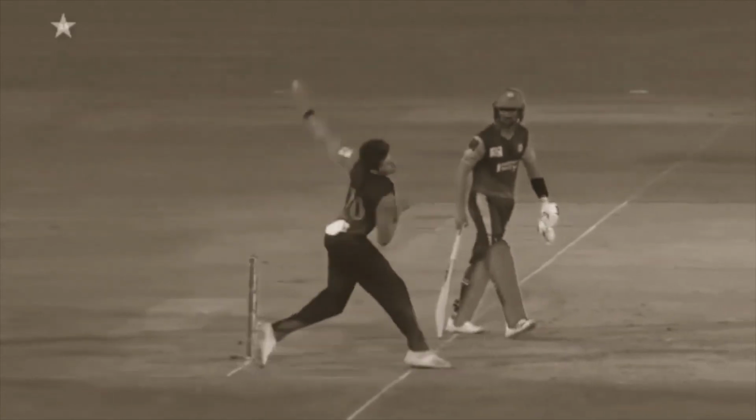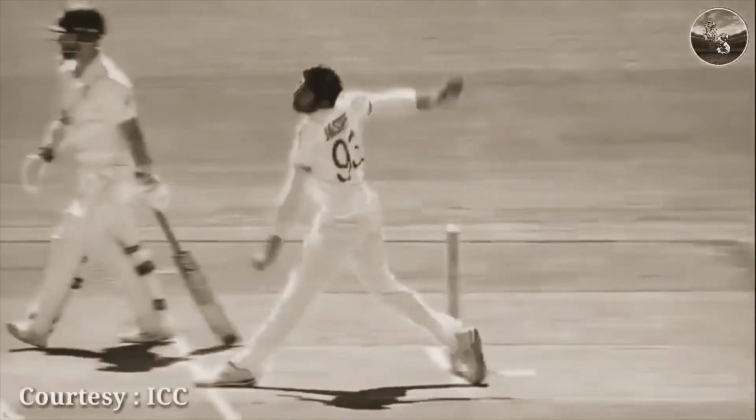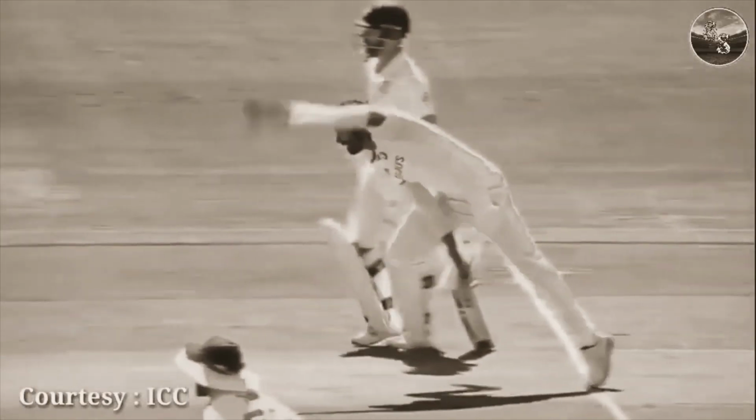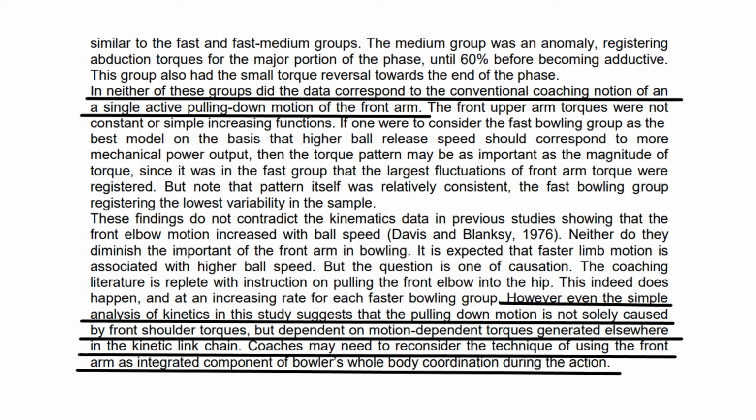Researchers aren't saying that the non-bowling arm has no effect on ball release speed. What they're saying is that the process through which the non-bowling arm affects ball release speed is more complicated than the simple coaching notion of pulling the non-bowling arm as fast as possible into the hips. This means that if coaches want to give better advice on how to leverage the non-bowling arm to increase ball release speed, they need to have a deeper understanding of how fast bowling works.